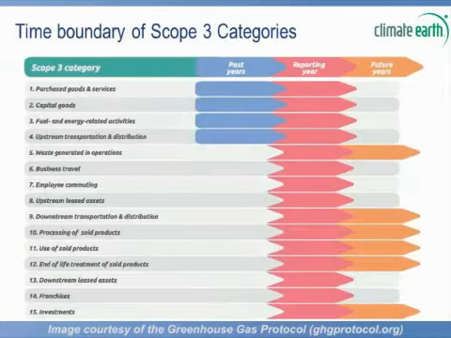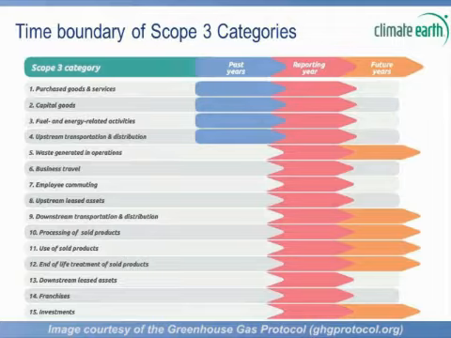In addition to these two overriding buckets of upstream and downstream emissions, the protocol requires you to categorize and report emissions based on these 15 categories. You'll see that the top 8 of them are all upstream categories and the rest are all downstream categories.